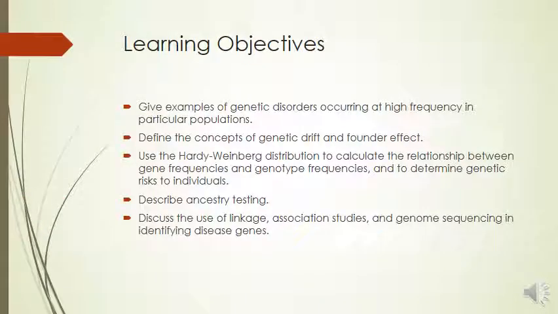The learning objectives for this week are to give examples of genetic disorders occurring at high frequency in particular populations, define the concepts of genetic drift and founder effect, use the Hardy-Weinberg distribution to calculate the relationship between gene frequencies and phenotype frequencies, and to determine genetic risk to individuals, to describe ancestry testing, and to discuss the use of linkage association studies and genome sequencing in identifying disease genes.